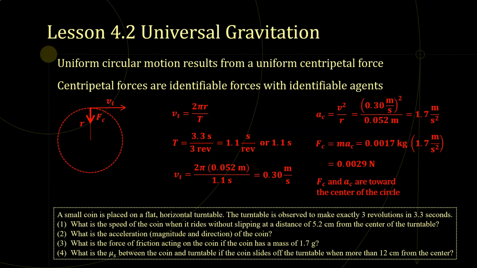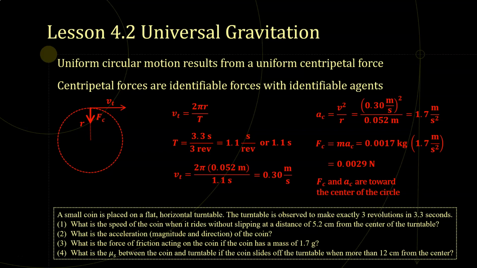Anything that used a radius of 5.2 centimeters is no longer valid. And you can see that in most of the work that I've done, I've plugged in 0.052 meters somewhere. So I've got to get rid of all of that work. What about the period though? Is the period going to stay the same?